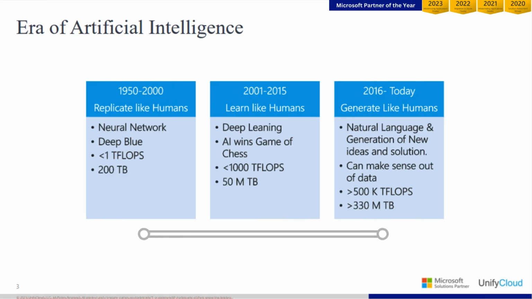So talking first of all about the era of artificial intelligence, if we talk about the different eras of artificial intelligence, we are in a very vast technology. Post 2000, we are in a time where we are using deep learning technologies. But now, post this time, we are using natural language processing and ideation around data, so we can make sense of the data out of it.